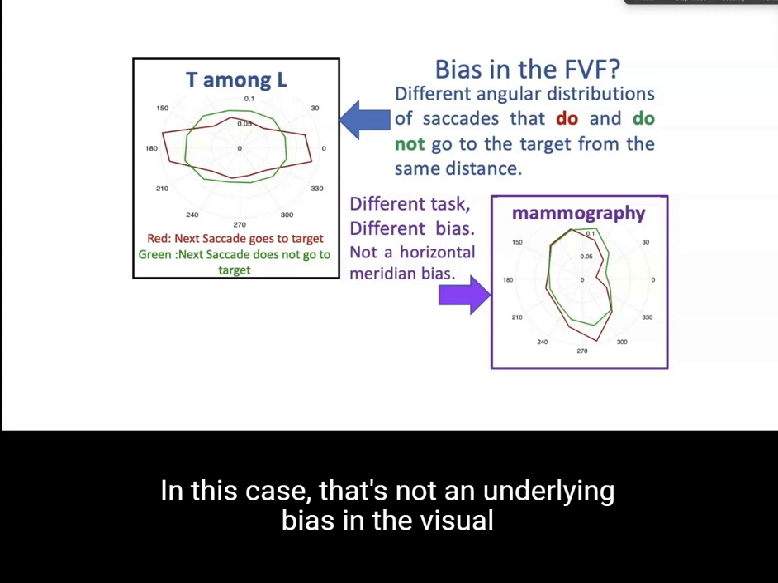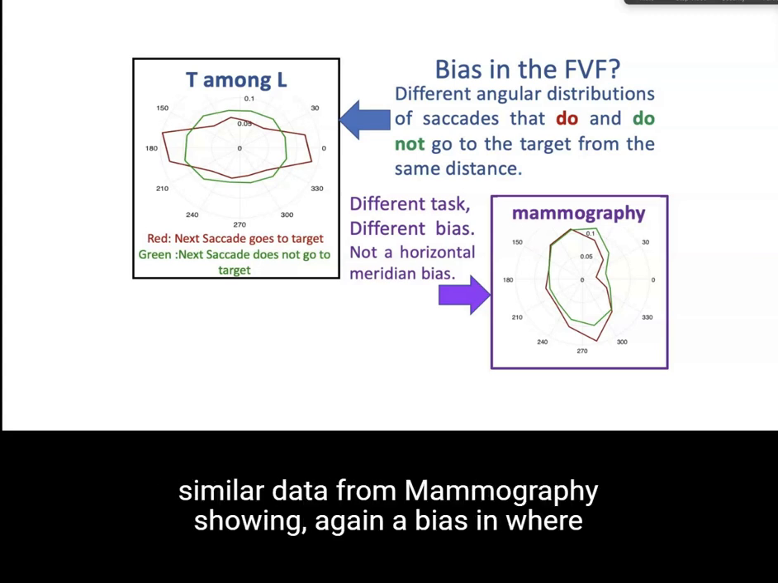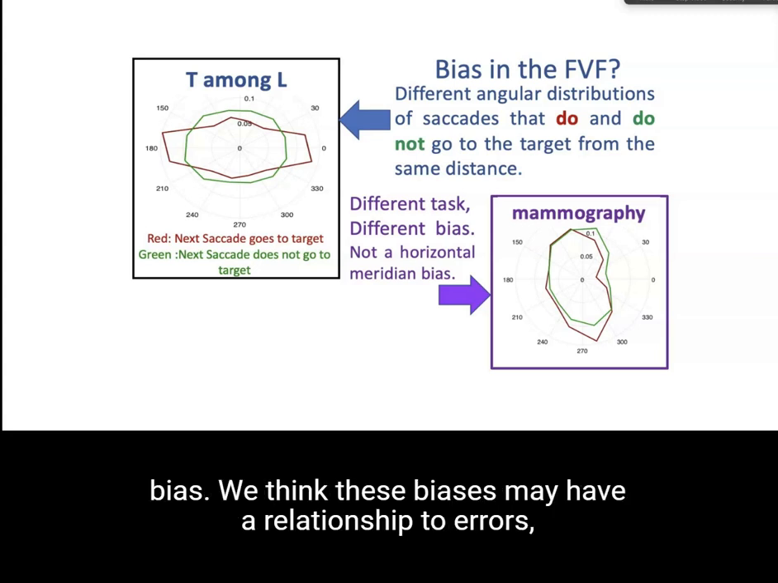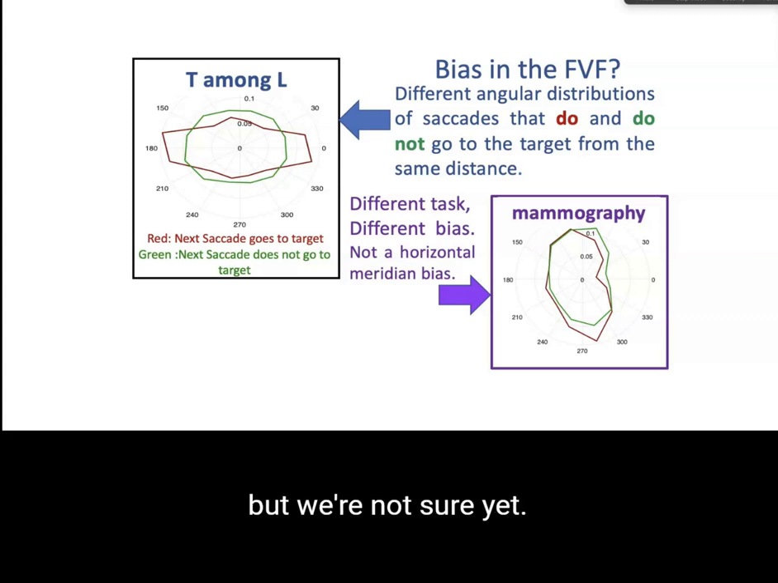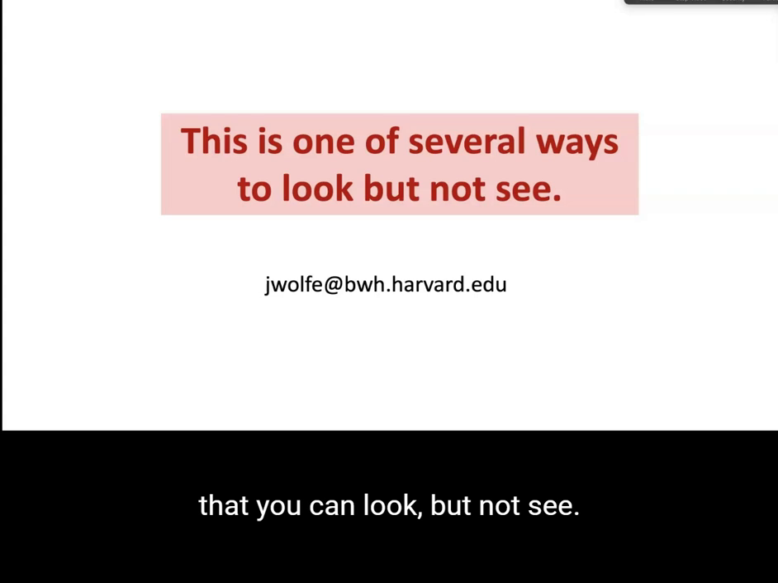That's not an underlying bias in the visual system. If you look at the right-hand graph, there's the similar data from mammography showing, again, a bias in where the saccades are coming from, but nothing like that left-right bias. We think these biases may have a relationship to errors, but we're not sure yet. The important point is that this is just one of the ways that you can look but not see.